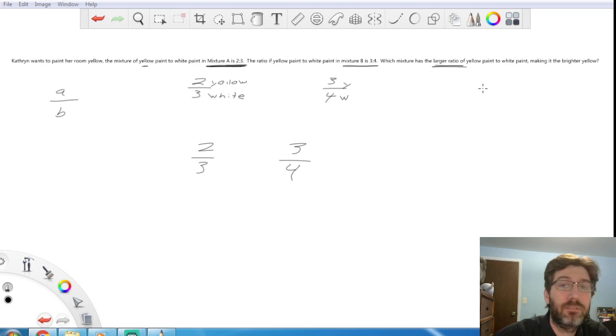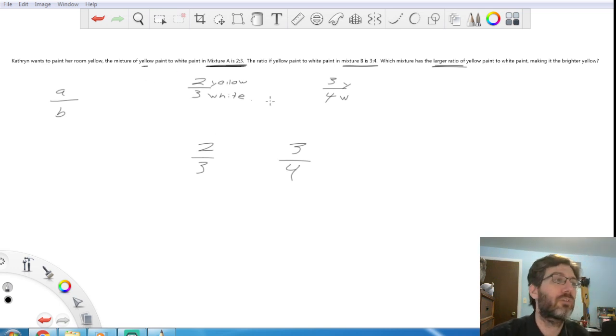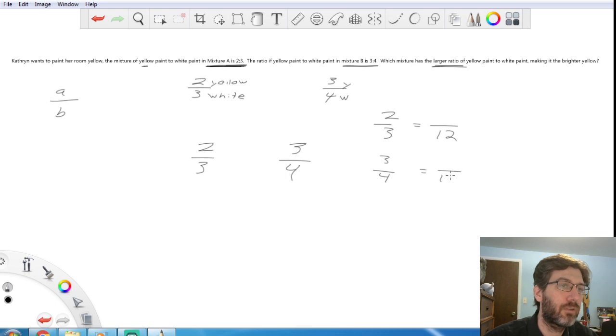So again, it's asking us which of these two ratios is larger, and therefore which one has more yellow paint in it. If we have 2 parts yellow, 3 parts white versus 3 parts yellow, 4 parts white, which one is larger? There are many ways to figure this out. It's just asking you which fraction is larger. So you could just sit there and do common denominators. Right? 2/3 can be written with a common denominator of 12 in this case. 3/4 can be written with a common denominator of 12 in this case.